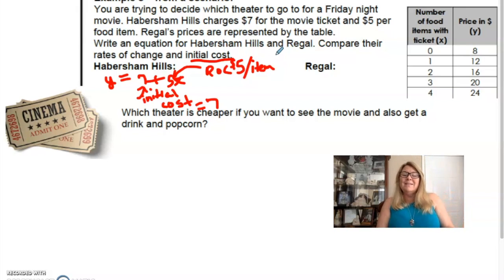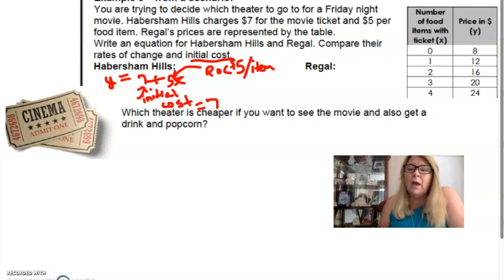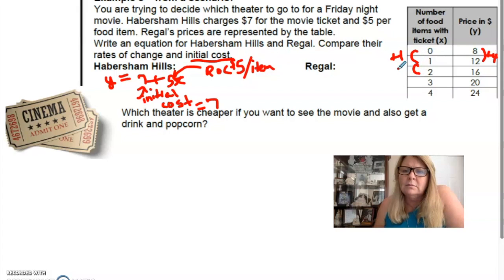Now for Regal, it doesn't give me that information like that. We have to actually figure those things out. So we go over here, and it's probably easiest to find our rate of change first. When I've got a table, you can see the prices are going up every time I buy a food item. So how much is it going up? Every time I buy one food item, it goes up $4. Every single time. So its average rate of change on this one is $4 per item.